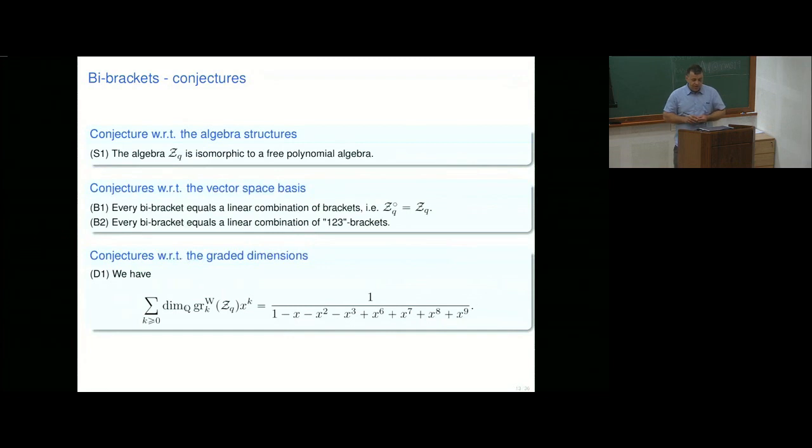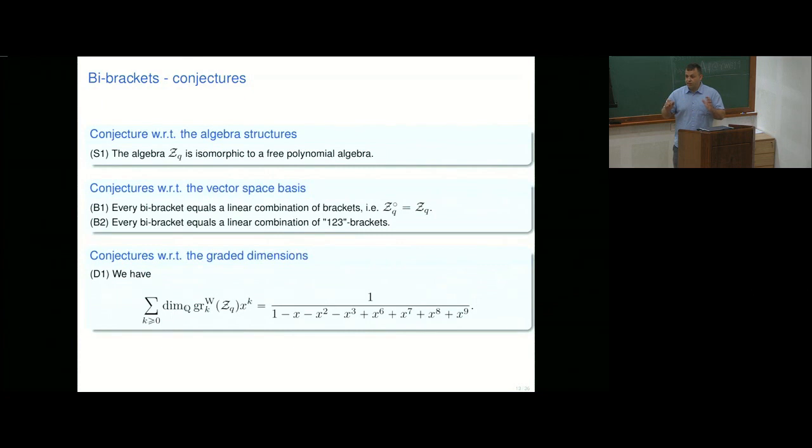For example, we conjecture that these multiple q-zeta values give you something that is isomorphic to a free polynomial algebra. We conjecture a vector space basis, so every B bracket is in fact a linear combination of brackets. This means that by some miracle we could restrict to a smaller set. Even more miraculous, we can restrict ourselves to the brackets which only have 1s, 2s, and 3s as entries.